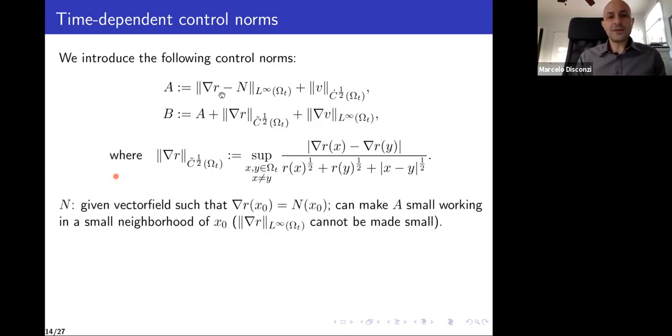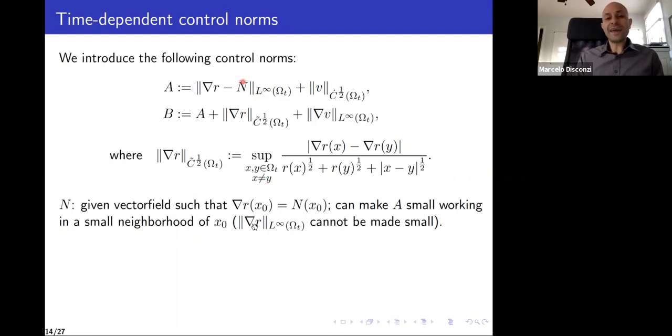So first, here you have this L-infinity norm involving this quantity n. And n is the following. N is a given vector field with the following property. If you fix some point on the boundary, n at that point is exactly equal to the gradient of r at that point. And you can do this in a collection of points around the boundary. The idea of introducing this n is that by localizing the problem and working in a sufficiently small neighborhood of this point x naught, you can make this quantity very small.